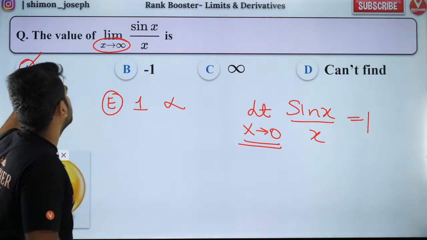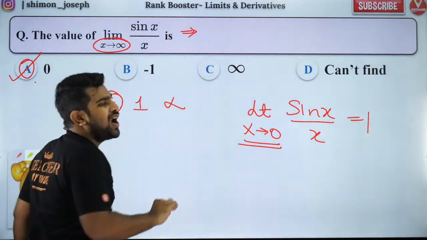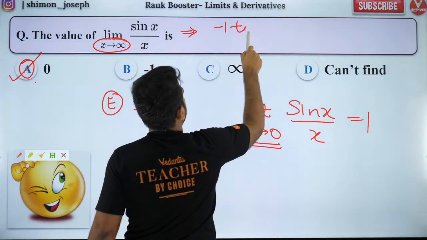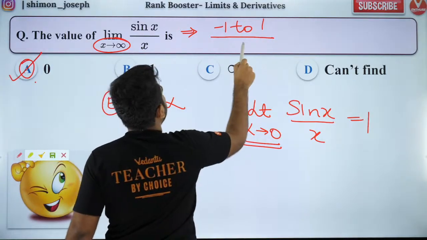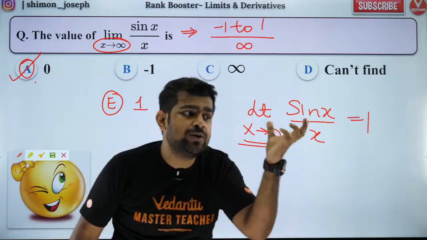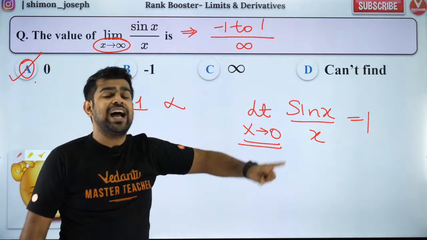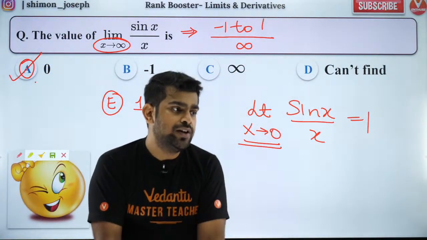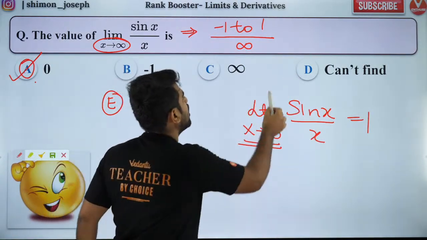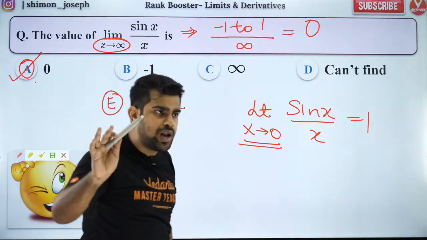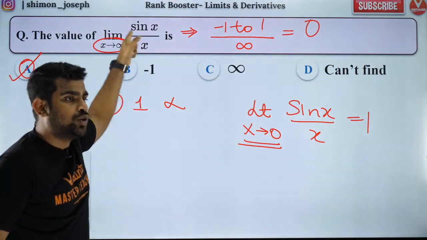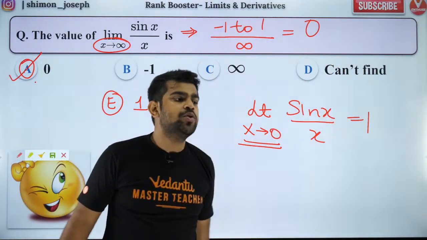Now, how do you get 0? I get 0 because sin x is a value between -1 and 1, and my denominator tends to infinity. So in the numerator I have a finite value, and in the denominator I have a very large quantity. So can I say that this will be approximately 0? This will be tending to 0, and the limit is the tending-to value. So the limit is equal to 0. That's how you solve it.